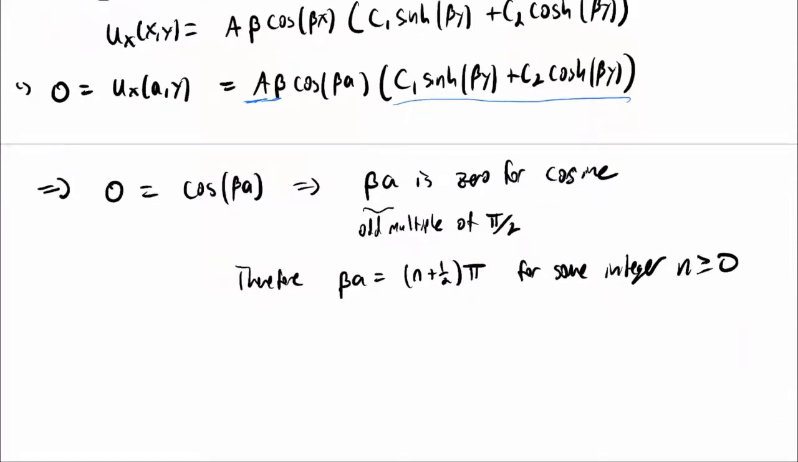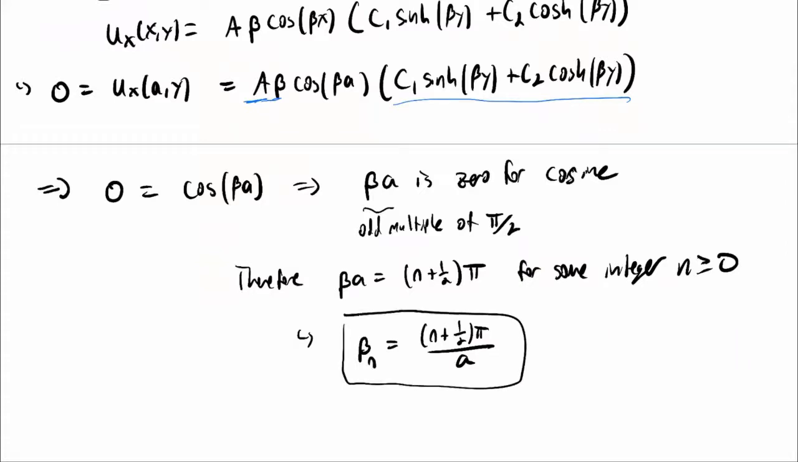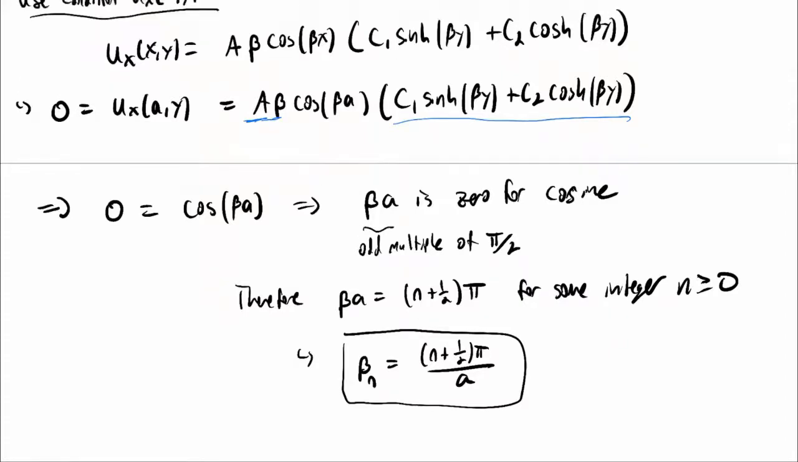And so this tells me that I know what beta is in terms of a. Beta is given by (n plus 1/2) pi over a for some integer n bigger than or equal to 0. And so since this works for each such integer, let me just index beta by the integers and define beta_n to be this quantity, right? And so this works for each integer.